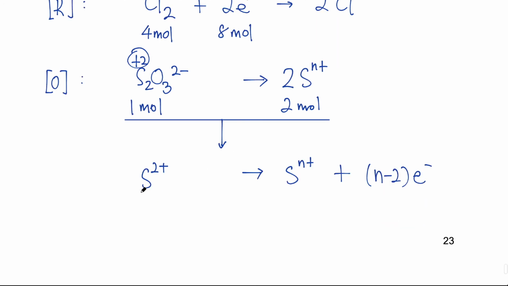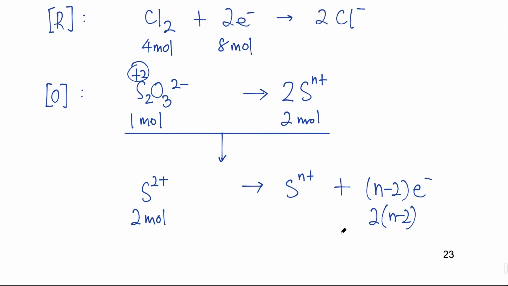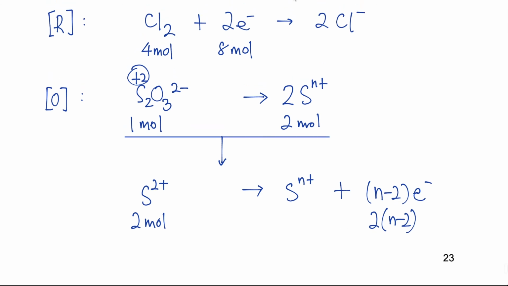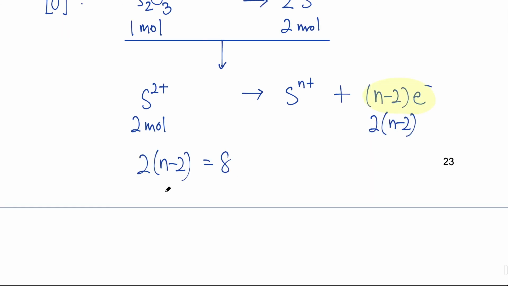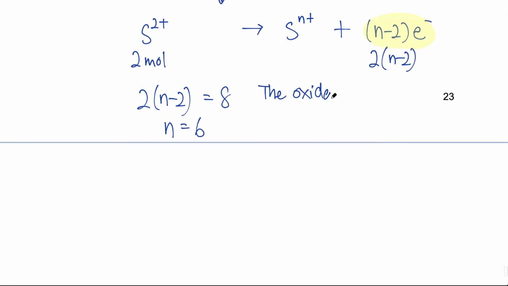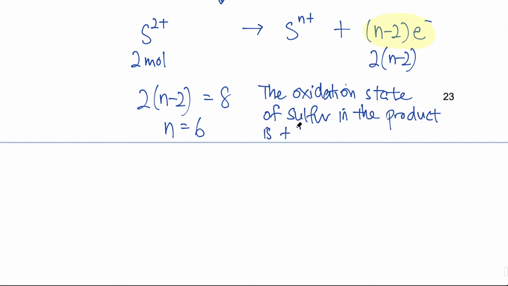Because we have 2 moles of sulfur, this will be 2 times n minus 2. Using our golden rule, electrons gained equals electrons lost. 2 times n minus 2 equals 8. That means n equals 6. Therefore, our concluding statement: the oxidation state of sulfur in the product is +6.